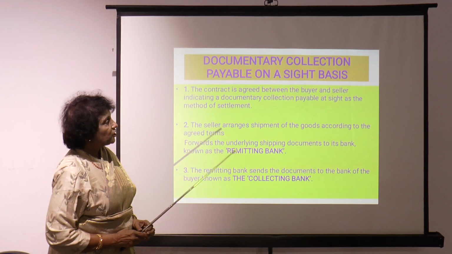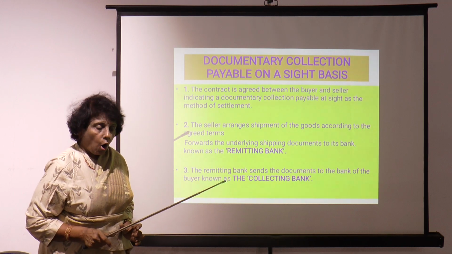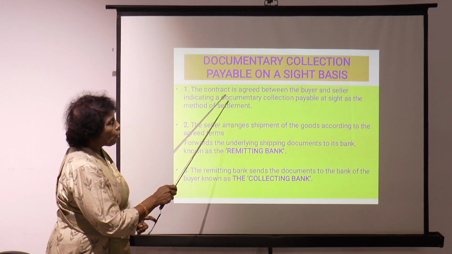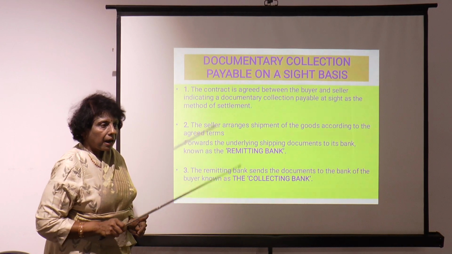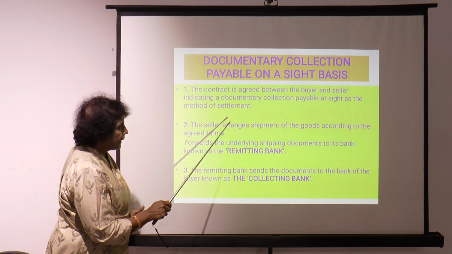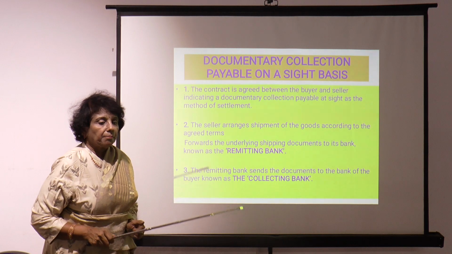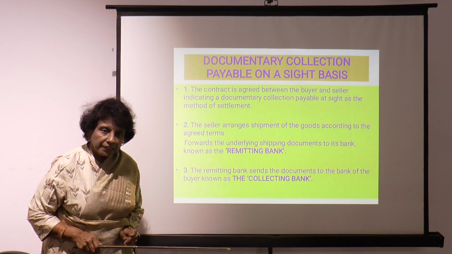Documentary collection, how does this happen on a sight basis? The contract is agreed between the buyer and the seller, indicating documentary collection payable at sight. So what is the method of settlement?